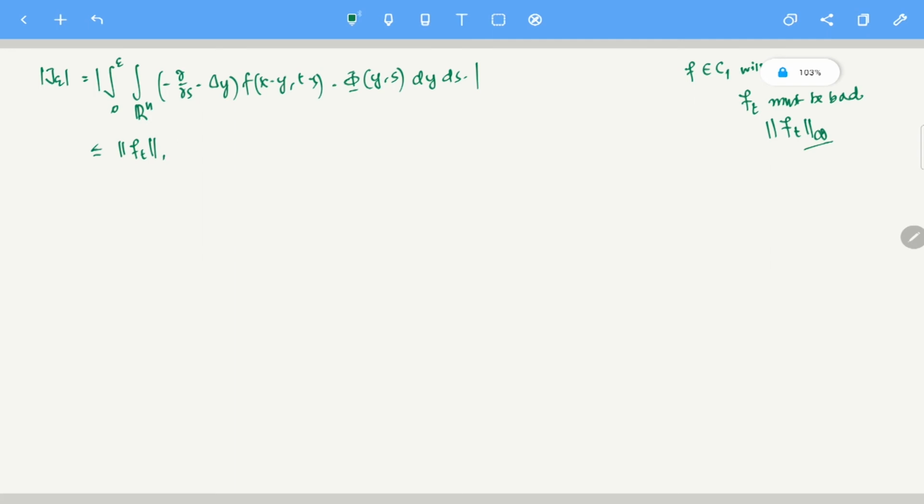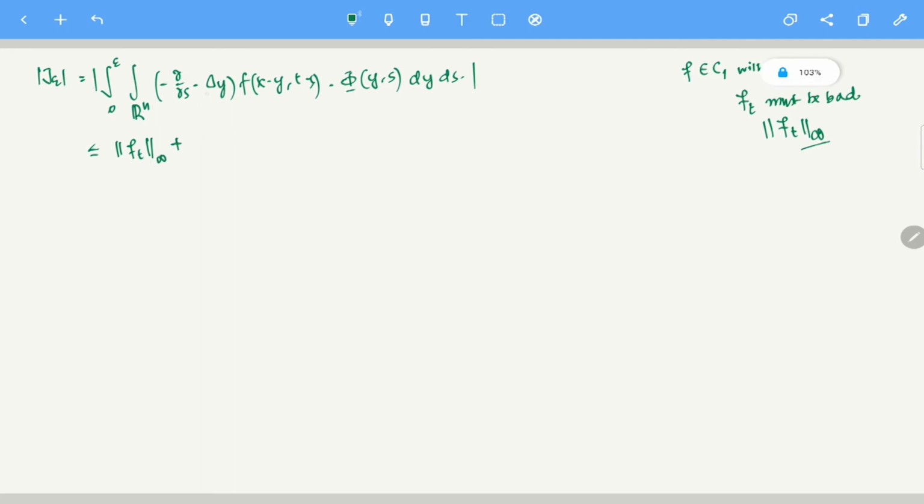Okay, so it is bounded by L infinity, and then you also have another bound. From here, the term minus del s of f, I am bounding it by ft, the L infinity norm of f. And there is another term, minus del y of f, the twice derivative of f, which I am bounding by d2 of f, and that is also L infinity.